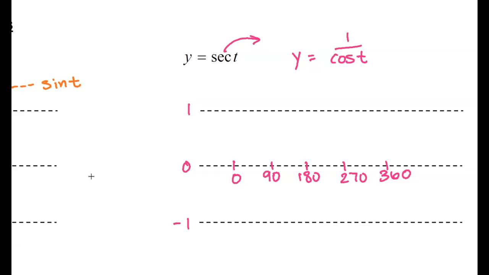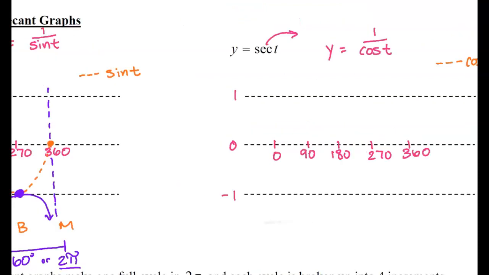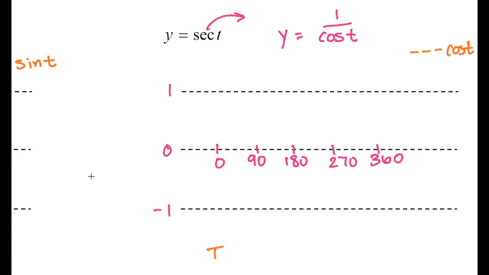Now cosine, I'm going to graph it as dotted and in orange for you guys. Cosine has the pattern of top, middle, bottom, middle, top. So I put a point at the top, middle, bottom, middle, top. I was about to draw a solid line, but we want a dotted line because we want to know that this is not actually part of our secant graph. This is just helping us to draw our secant graph.